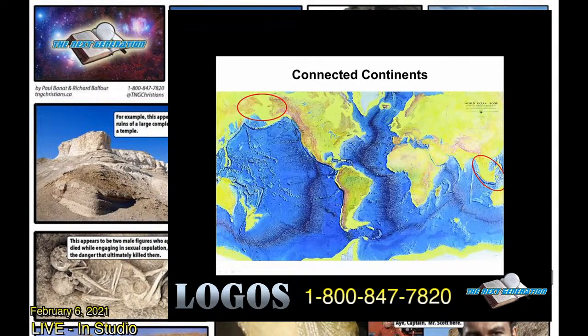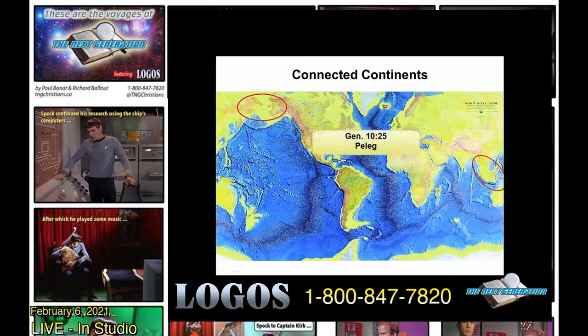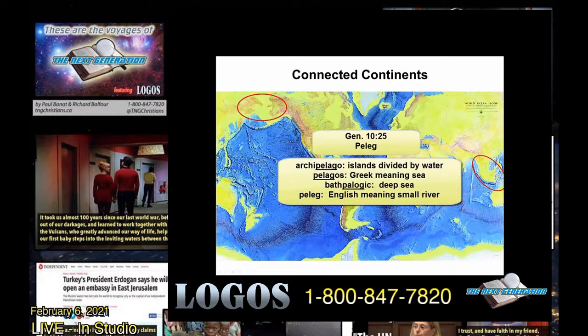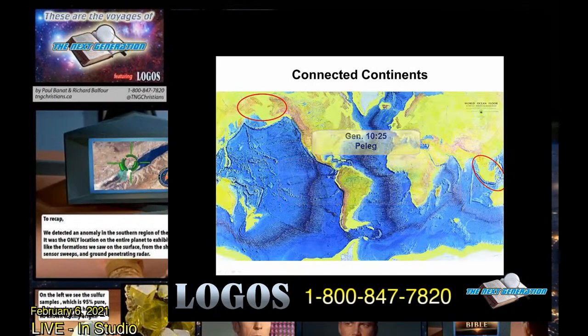This also explains why the origin of all language is tracked back to this region. About 2 generations after Babel, the earth was divided in the day of Peleg in Genesis chapter 10. Peleg's name is a root for many words today concerning water, like archipelago or bathypelagic. This lends credence to the idea that the earth was literally divided by rising ocean levels that separated the continents in the days of Peleg.